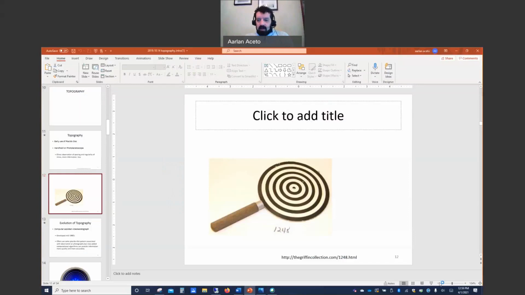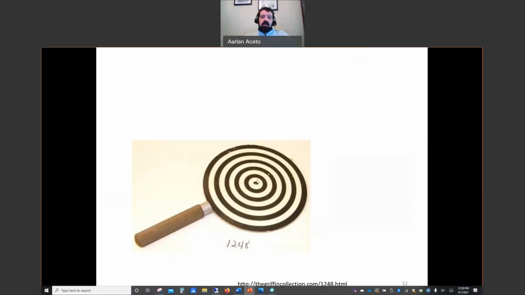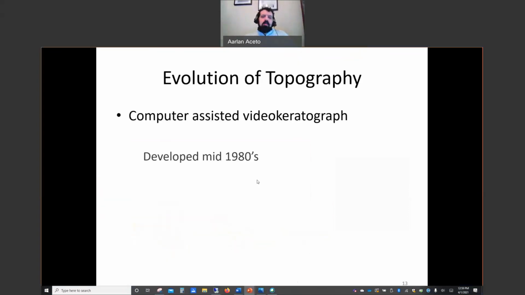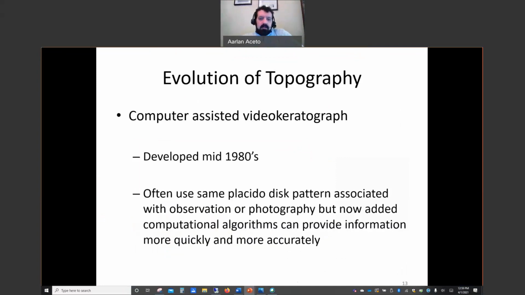And again, going from how they used to do it, handheld, to now doing a computer, back in the 1980s is when they started using computer mapping using that same device, the Placido rings. And you're using the same idea. They're concentric lighted rings, but now the computer is going to interpret them for us.